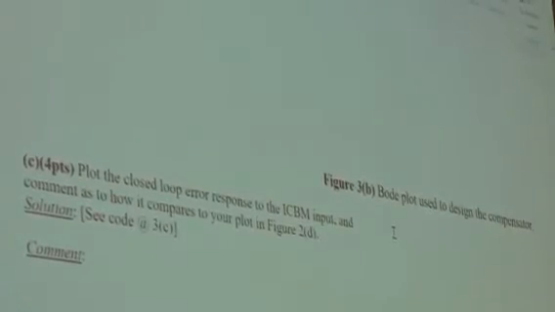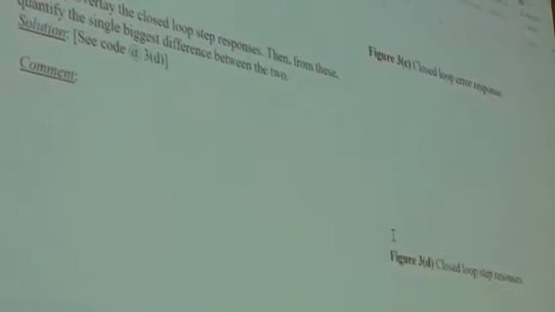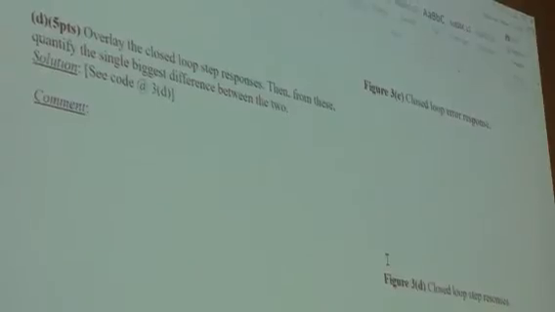Right? And it should. This is the part where you overlay the step responses of the two systems: the one that you use pole placement controller design with, and the one where you use frequency domain phase lead design with. And when you overlay them, you should see that there's a little bit of difference between them. Okay? And then comment on the most obvious difference between them. Any questions on that one?